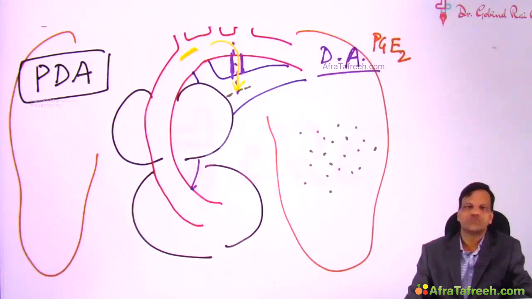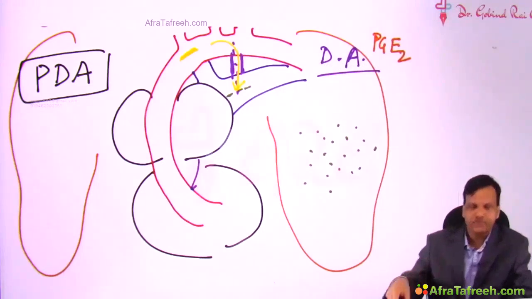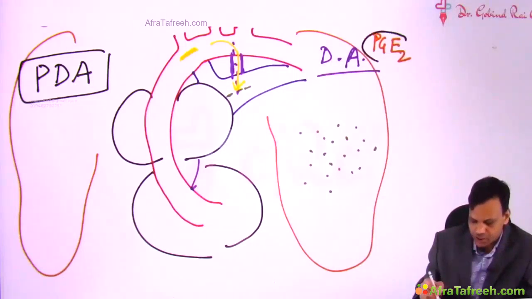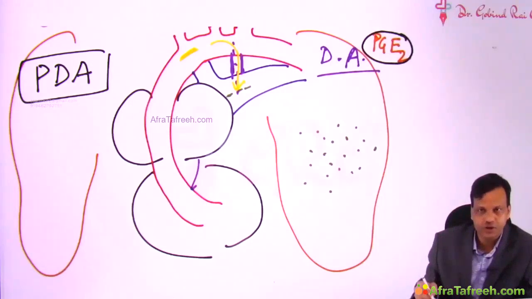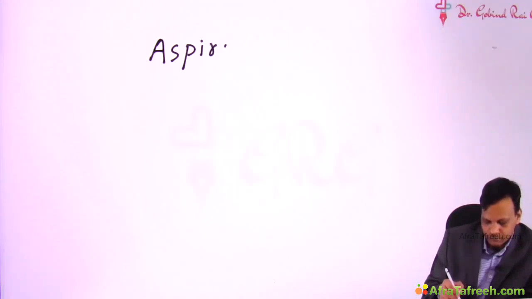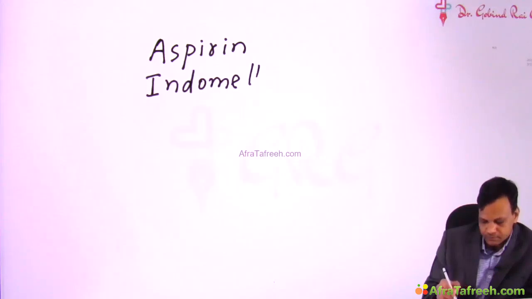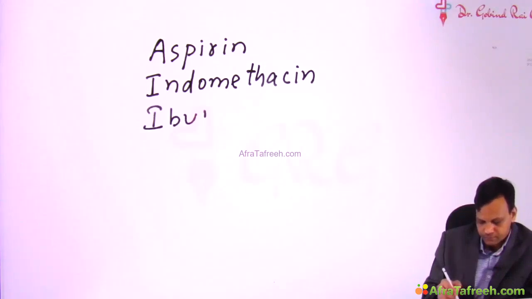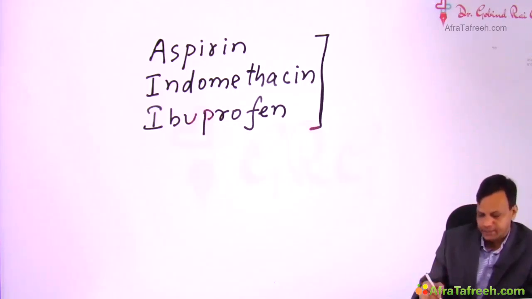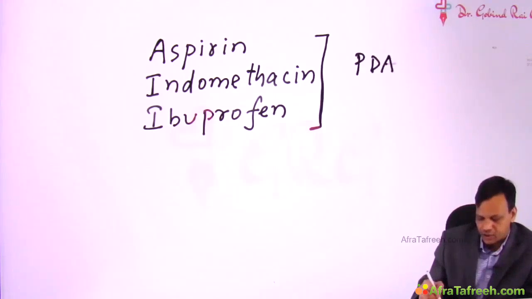So the second thing we can do is give drugs, and the drugs which we can use for closing the ductus are those which inhibit the formation of prostaglandins. And which drugs inhibit the formation of prostaglandin? Yes, aspirin-like drugs. So we can give drugs like aspirin, indomethacin, or ibuprofen. All these drugs can be used for treatment of patent ductus arteriosus.